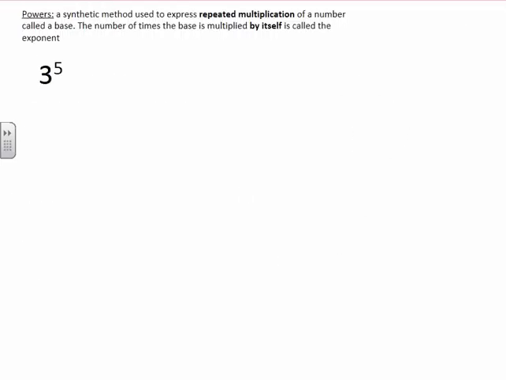The final section of this lesson deals with exponent laws. So we're going to start with a definition. Powers, a synthetic method used to express repeated multiplication of a number called a base. The number of times the base is multiplied by itself is called the exponent. So the two most important concepts of powers from this definition to remember are that you are always using multiplication and the number you are multiplying is always the base. So the value of the base times the value of the base times the value of the base again and again, and you repeat that for as many times as the exponent tells you to multiply.